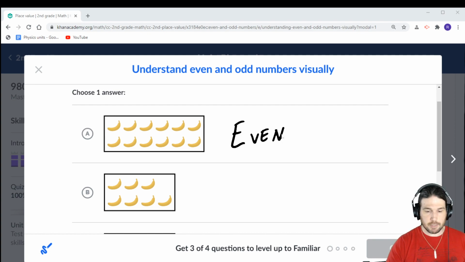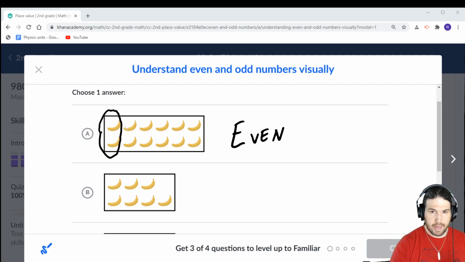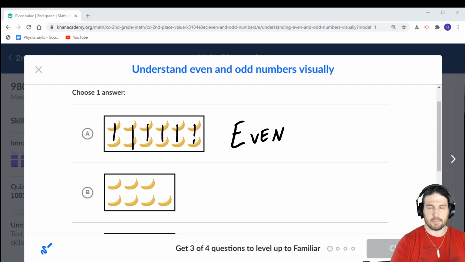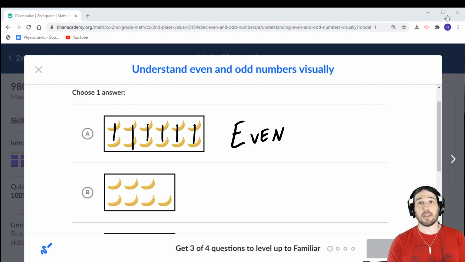every, in this case, banana needs to have a partner banana, I guess. Okay? Circles aren't working, but every banana has a partner. Okay? Visually, that's what it means. To be even means you put it into two rows, and there are only two possible options.